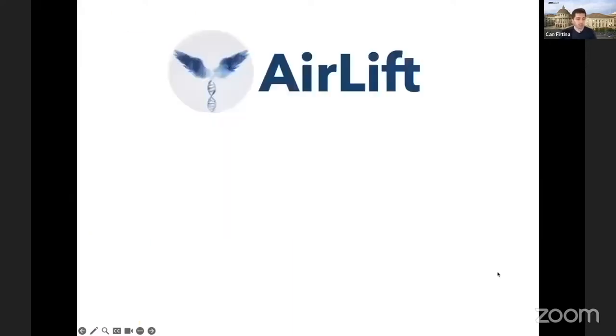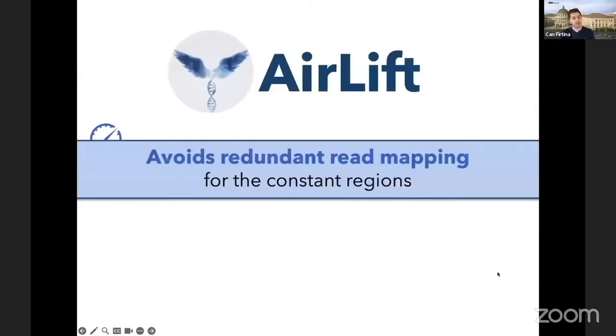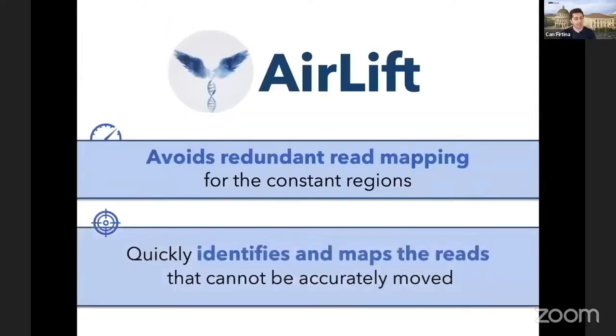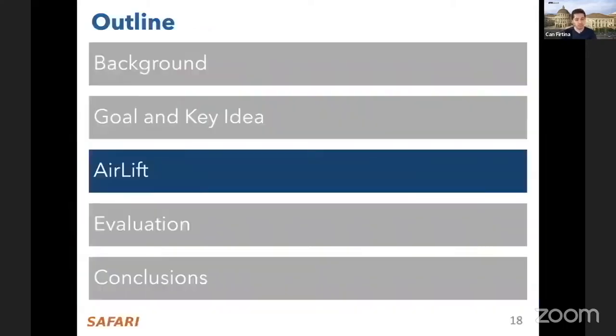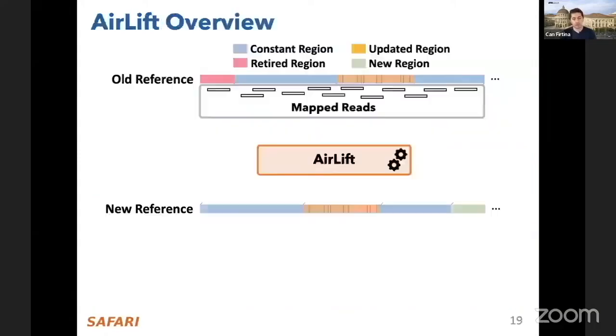So to this end, we propose AirLift. AirLift avoids redundant read mapping for the constant regions, and it quickly identifies and maps the reads that cannot be accurately moved to the new reference genome. So let me go over the key steps in AirLift then. So this is the overview of AirLift.